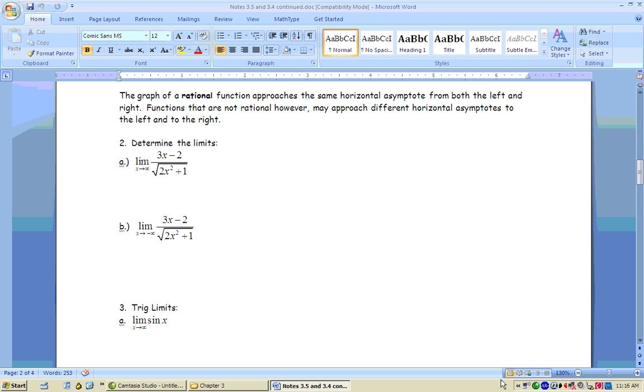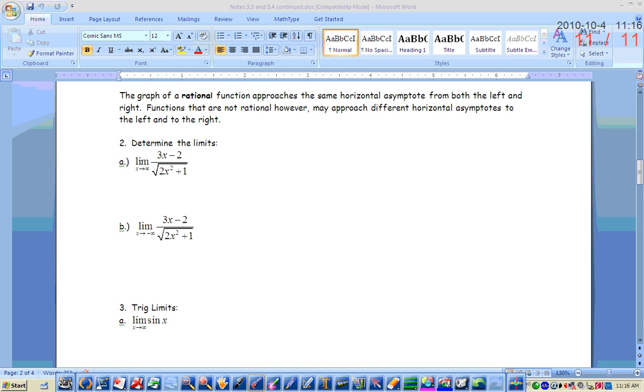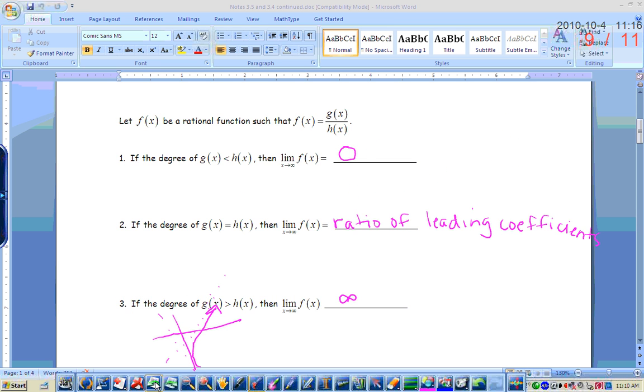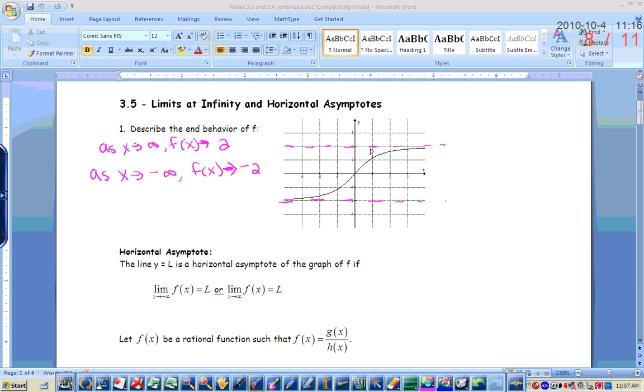Okay, the graph of a rational function approaches the same horizontal asymptote from both the left and the right. That's what you were used to seeing last year in pre-cal, that you just had one horizontal asymptote. However, there's some functions that are not rational and may approach different horizontal asymptotes to the left and the right, meaning that as x approaches infinity, you may be approaching one number, and as x approaches negative infinity, you might be approaching another one, which is what happened on the very first example on this page up here. You actually have two horizontal asymptotes, which is fine.